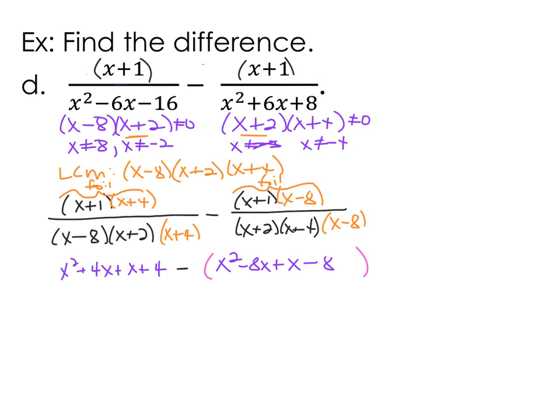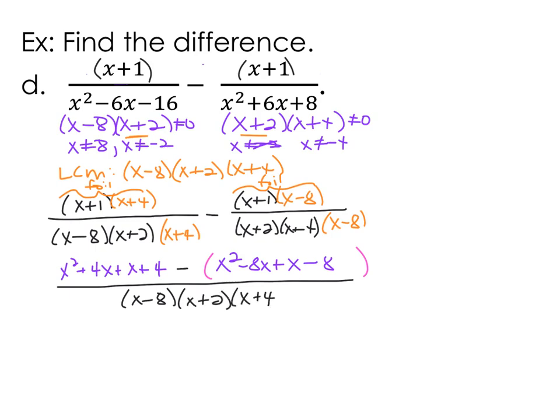Now, in order for us to combine, hang on. Let's put that all over our LCM. Sorry about that. What do we have? 3 parentheses, x minus 8, and they can be written in any order, x plus 2 and x plus 4.